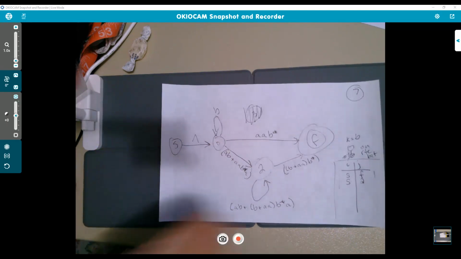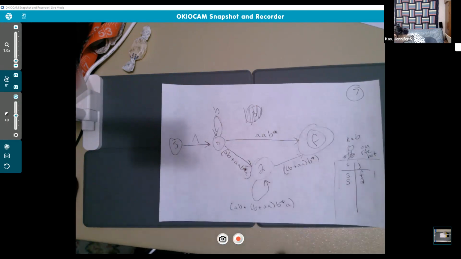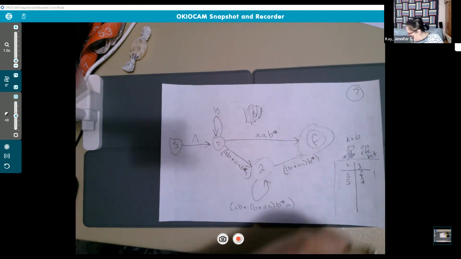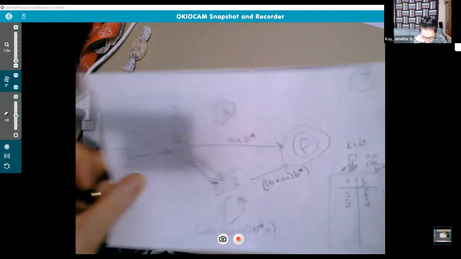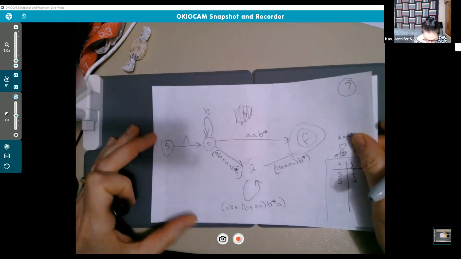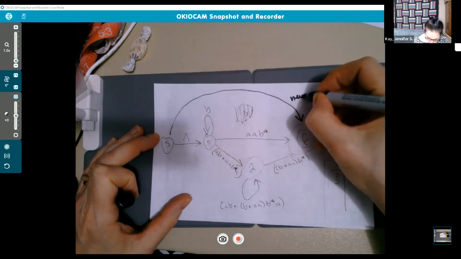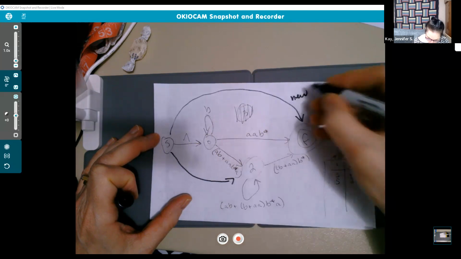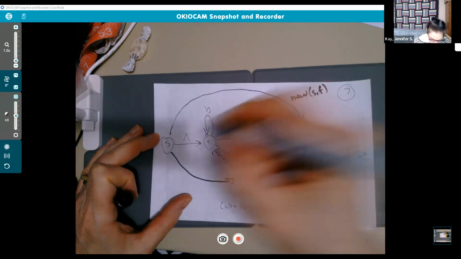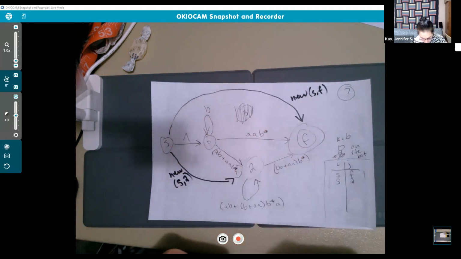So in terms of new things, we have a new S to F. So let me find a different color that's not this. And let me stick some paper under here so it doesn't bleed through. But so you'll have a new S to F. And you will have a new S to 2. And let's see, 0 is going to go away.